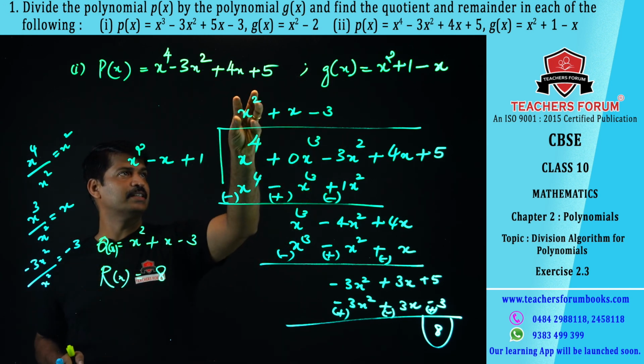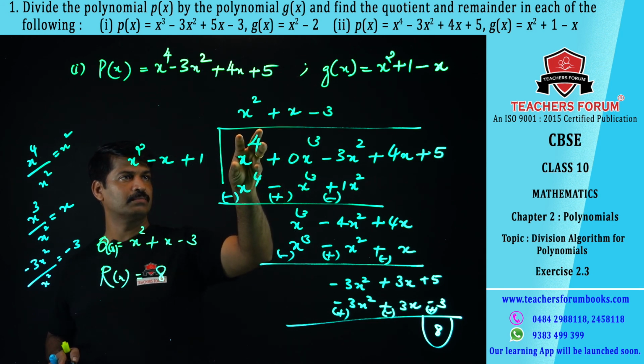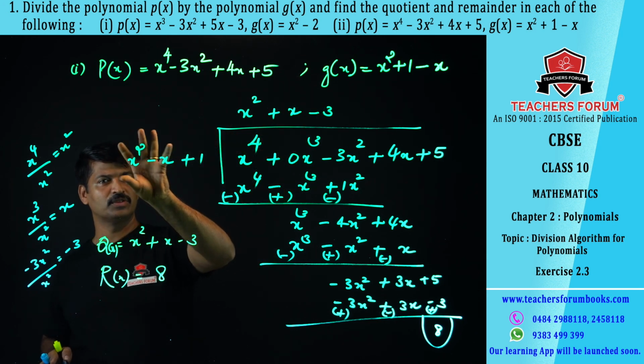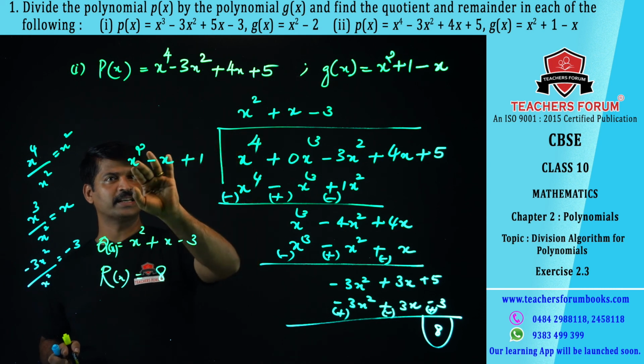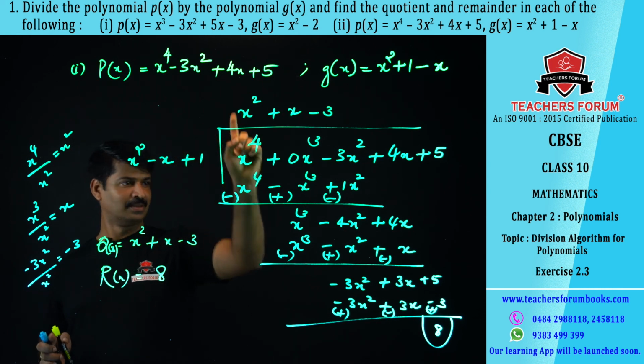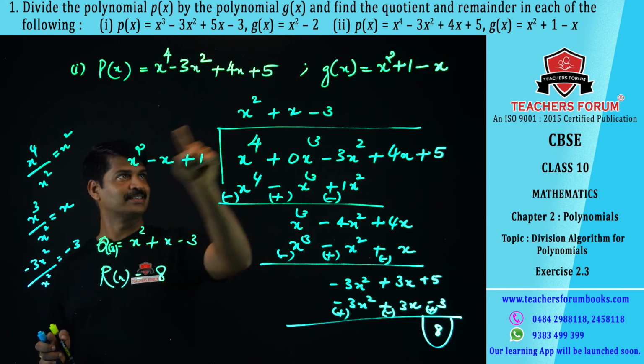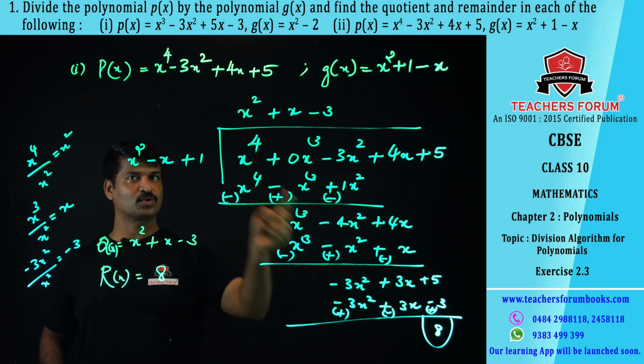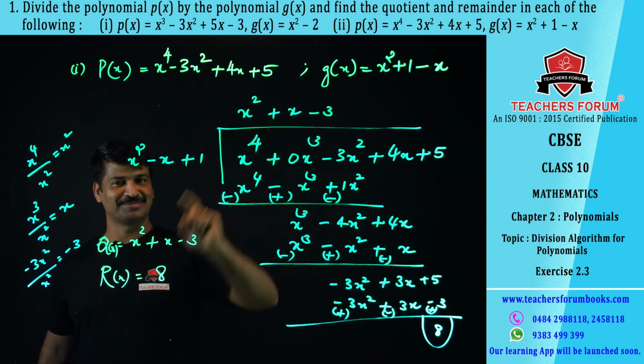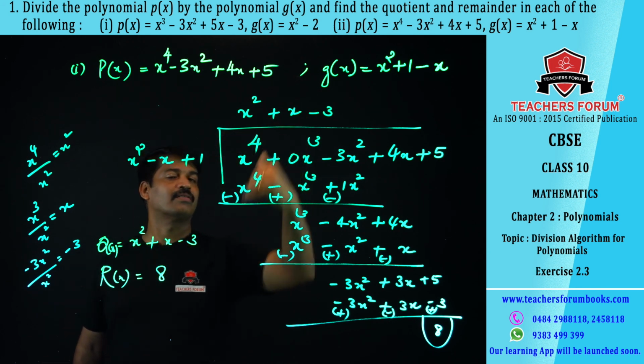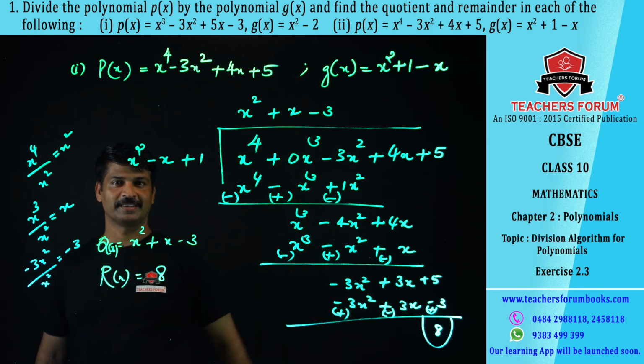Okay. Now how can I get this term's quotient? Divide the first term of p of x by the first term of g of x. So x raised to 4 by x square, first term, x square. x cube by x square, second term, x. Minus 3x square by x square, minus 3, next term. Clear? So you got what is quotient and what is remainder.